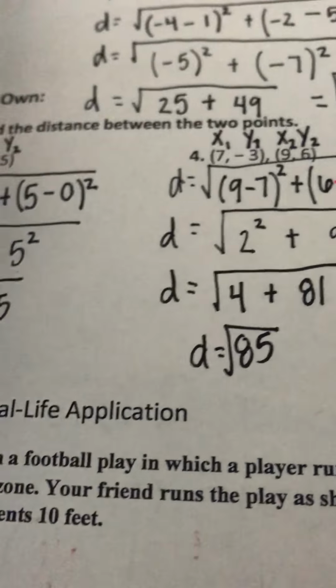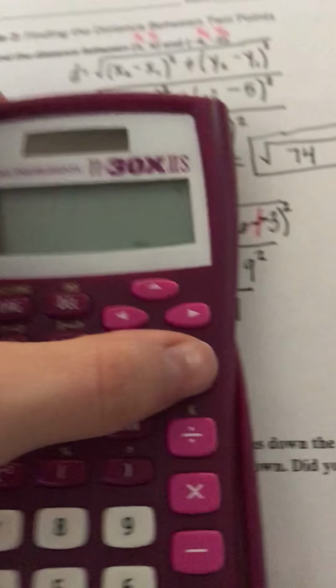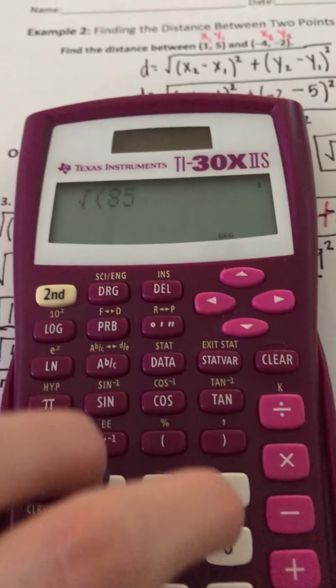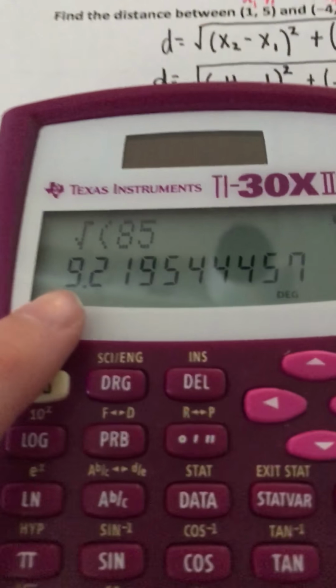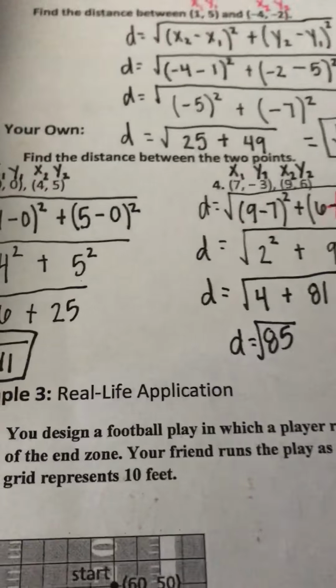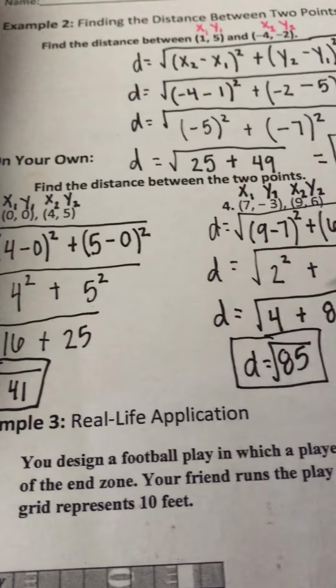And now I'm going to take the square root of 85. I get a decimal, so it's about 9.2 units long, but I want the exact, so I'm going to leave it like this.